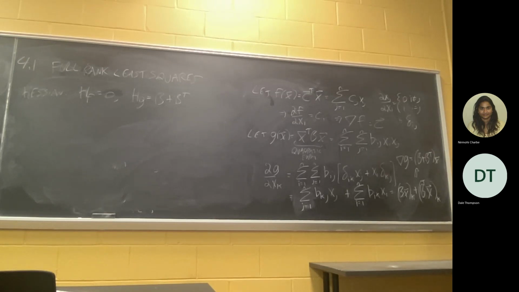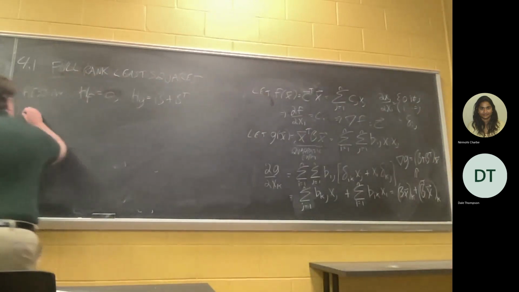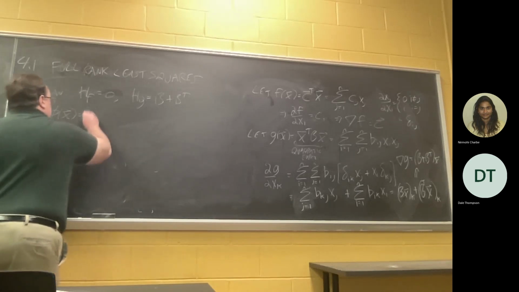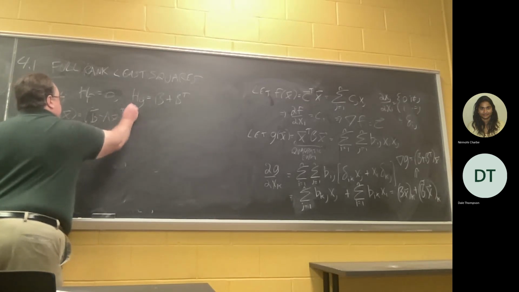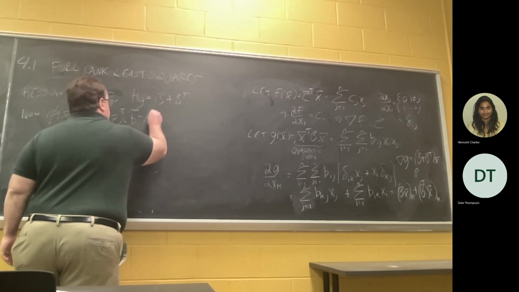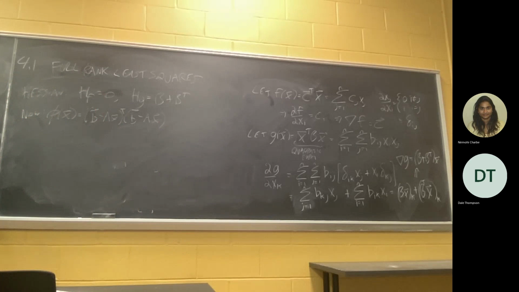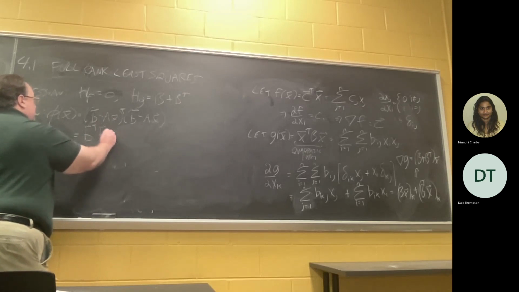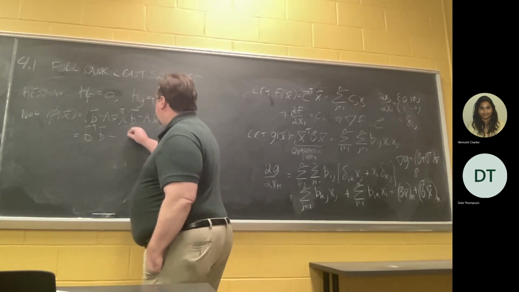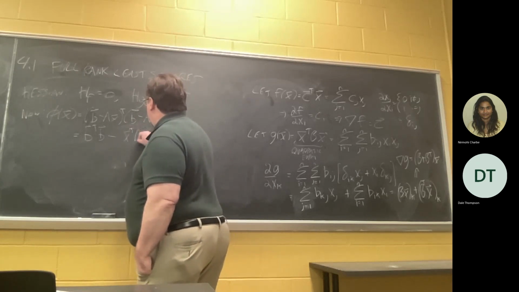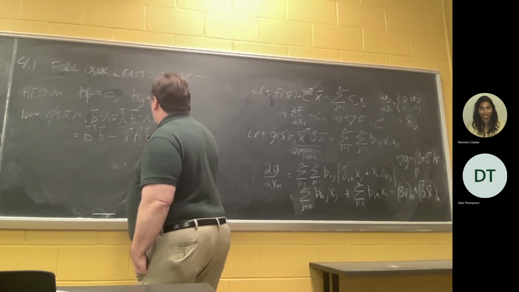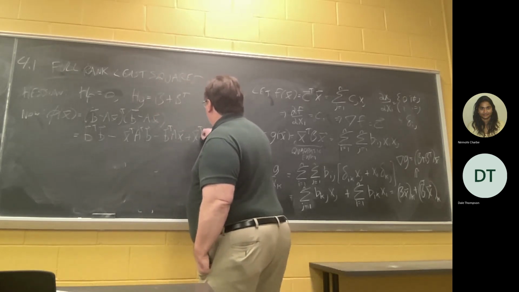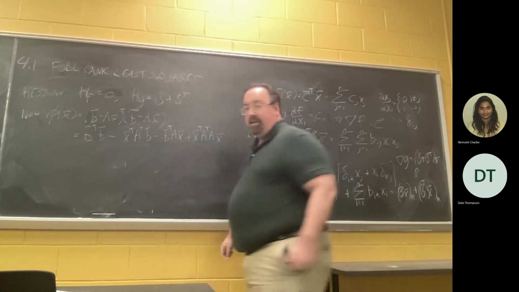So now I have the differentiation rules I need. I'll bring back the function I'm interested in: B minus AX transpose B minus AX. Before I can apply my differentiation rules, I need to expand this dot product. So that's going to be B transpose B minus X transpose A transpose B minus B transpose AX plus X transpose A transpose AX.